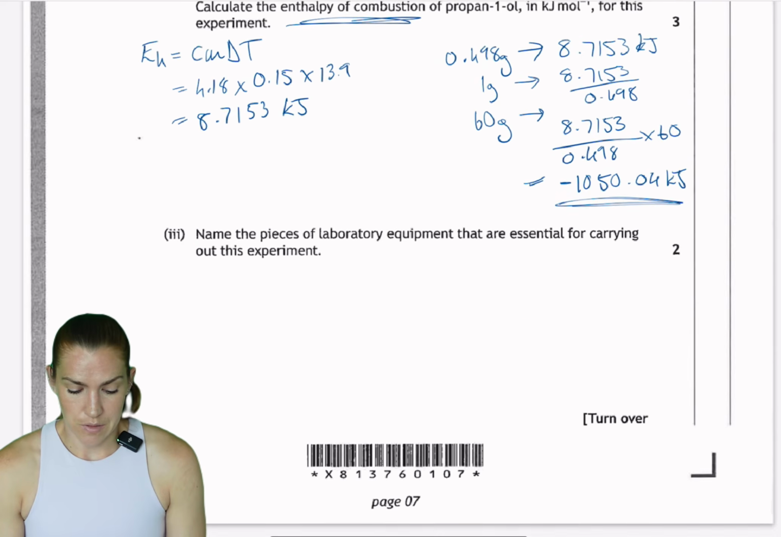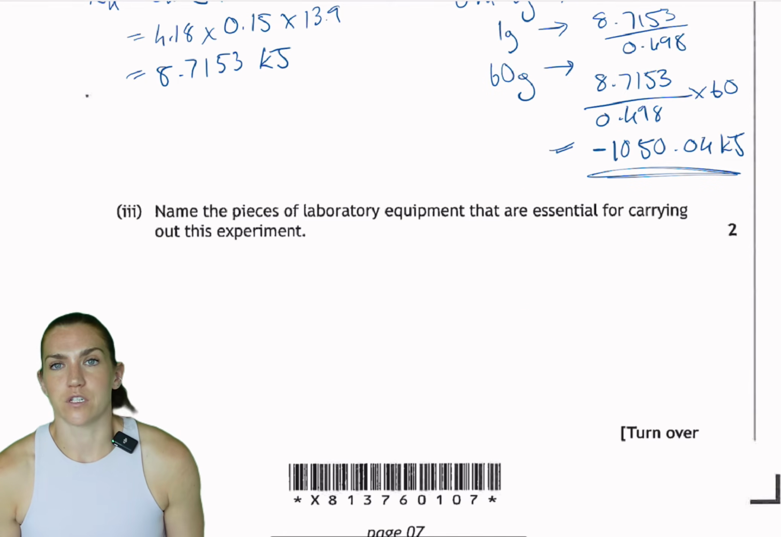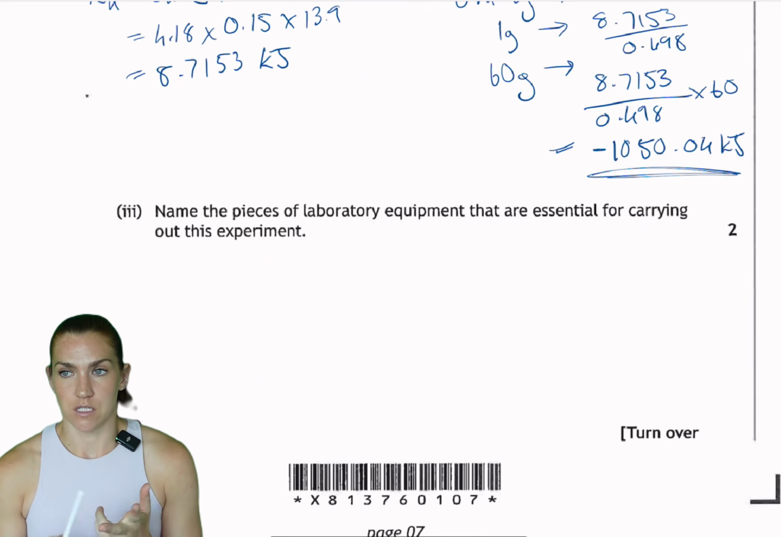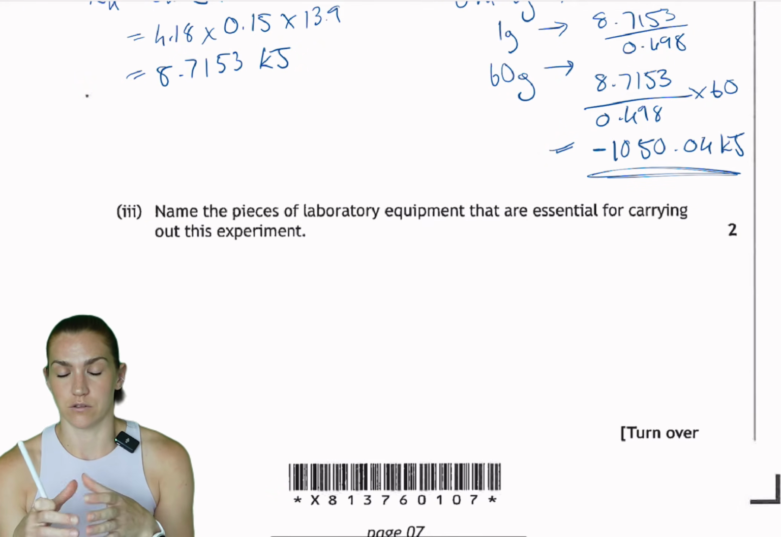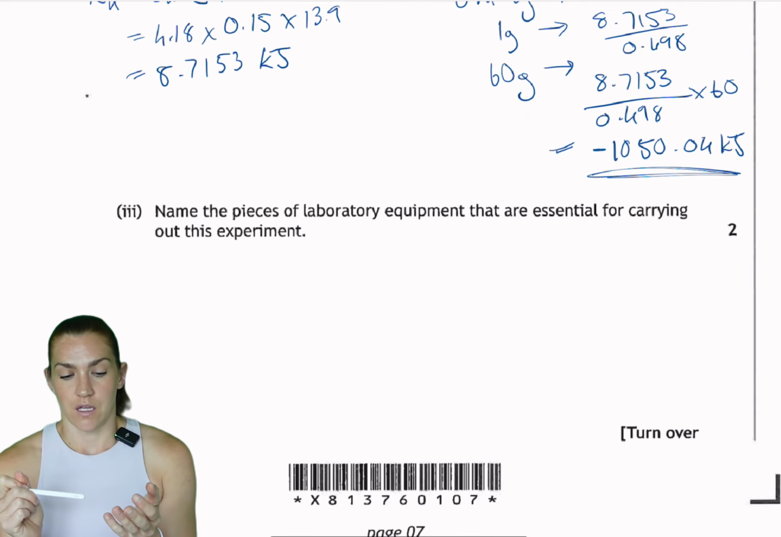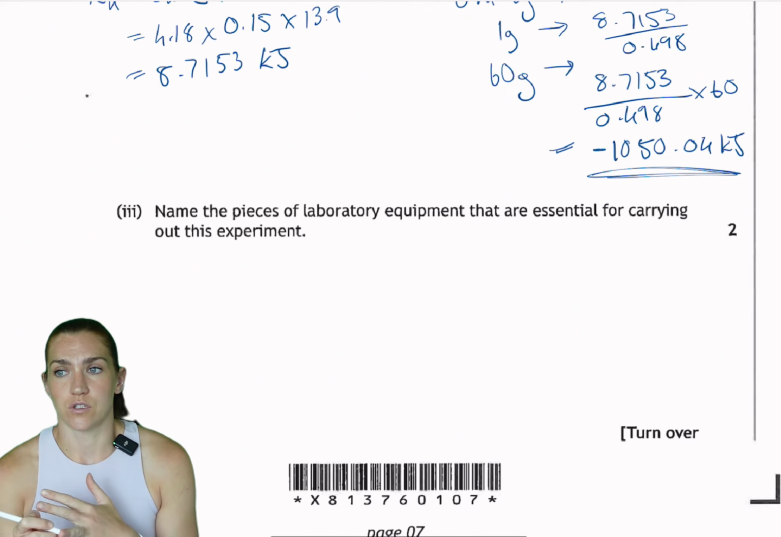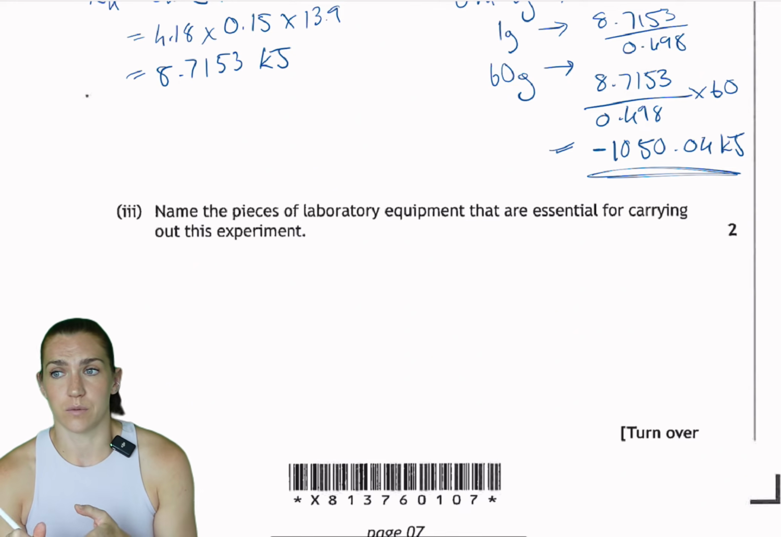So then part 3 is naming the pieces of laboratory equipment that are essential for carrying out this experiment. So for the energy from fuels experiment, we usually need a copper can or some form of container can, but a copper one's the best. You would need the spirit burner, you would need a thermometer, and you would need a tripod to put the copper can on. They are the essential things. You also need a balance to weigh the burner before and after. You could also, rather than having the tripod, say a clamp stand. That would be suitable as well.